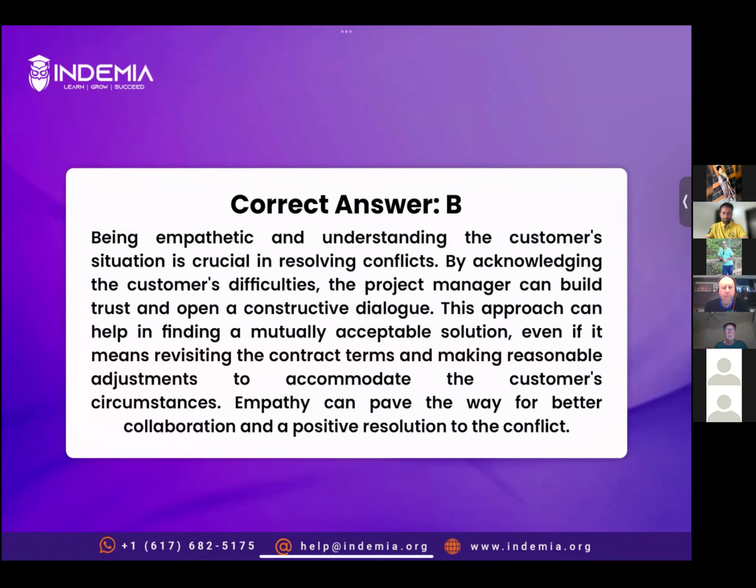All right, so the important point is that this approach helps in finding a mutually acceptable solution, even if it means revisiting the contract terms. Contract terms are not fixed or rigid. Based on the situation, you can amend those, right? And for that, you need to understand each other's situation. All right, next question.